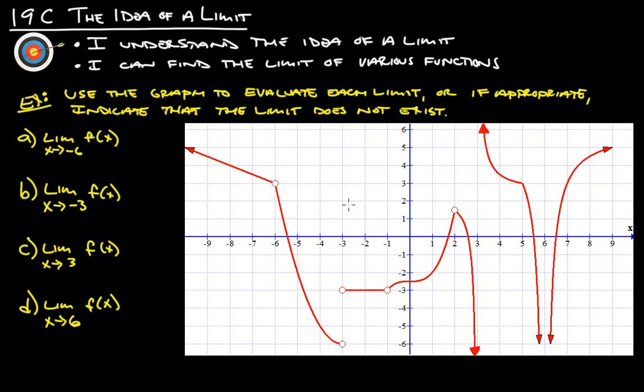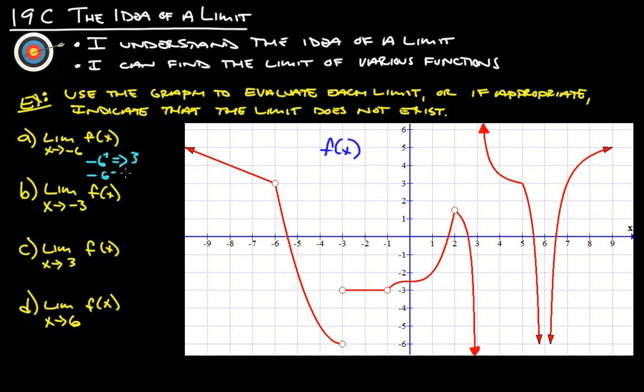So this whole thing here is considered to be the function f of x. Okay, so this whole function here is considered f of x for what we need to know. All right, so when we look at the limit of f of x as x approaches -6, so here's -6. As it's approaching -6 from the positive side, it's approaching 3.